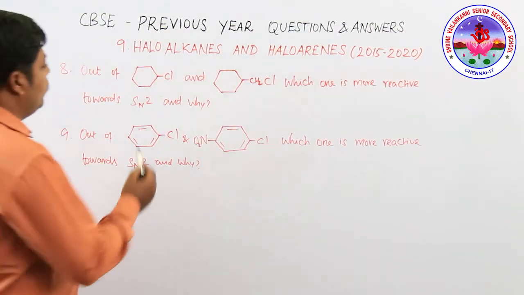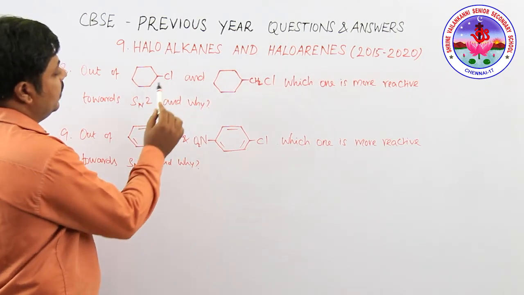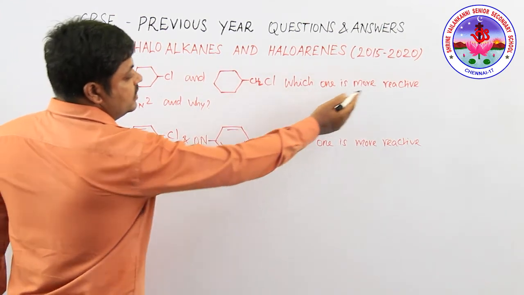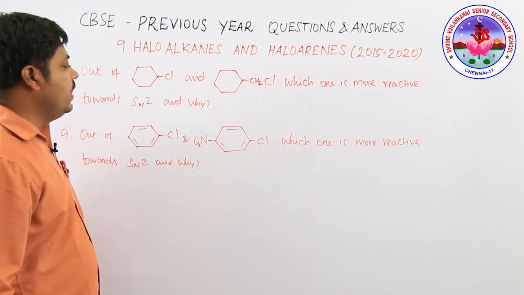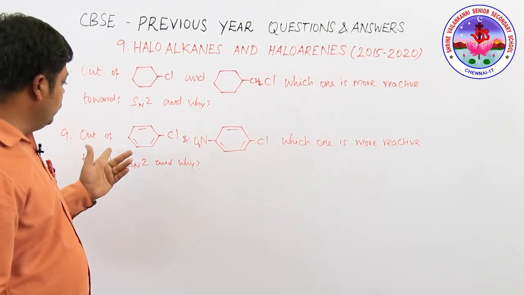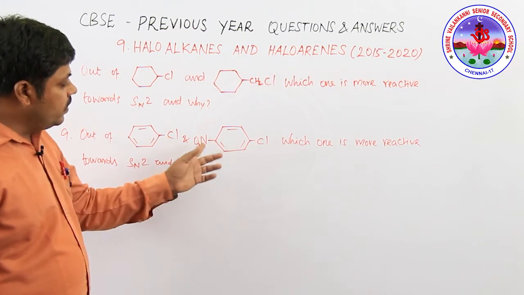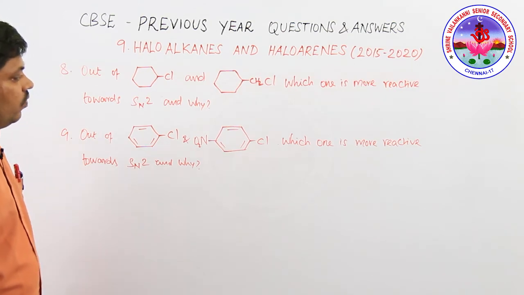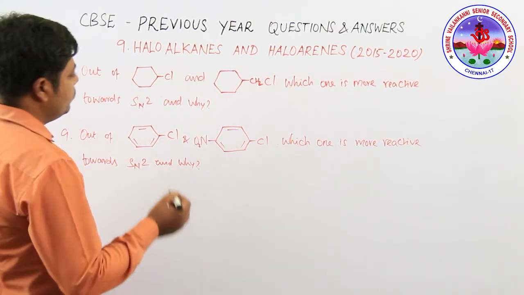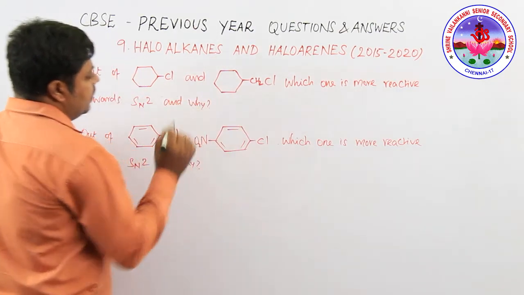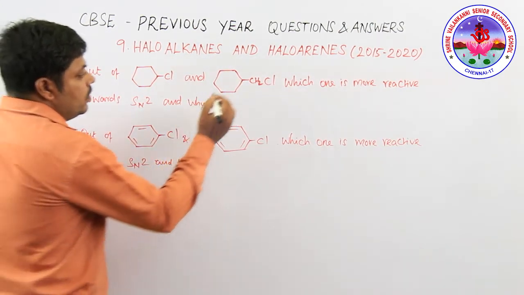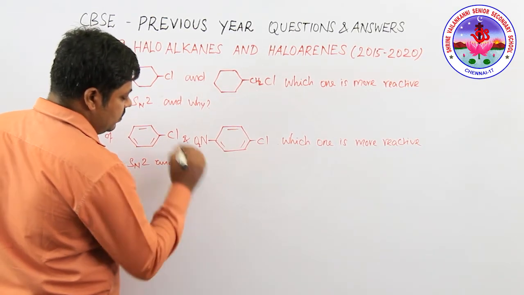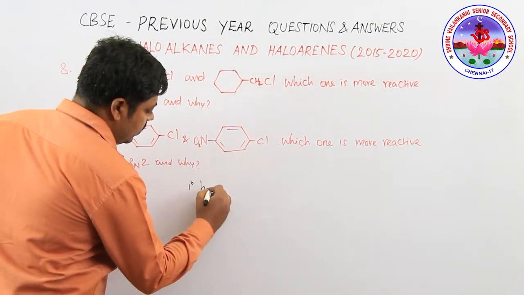So look at this question. Out of cyclohexyl chloride and the cyclohexane ring having CH2Cl, which is more reactive towards the SN2 reaction, and why? Then the second question: chlorobenzene, and chlorobenzene containing one nitro group, which is more reactive towards the SN2 reaction, why? The first question answer: here you have to check which is the primary and which is the secondary halide. In this case, the second one is a primary halide.